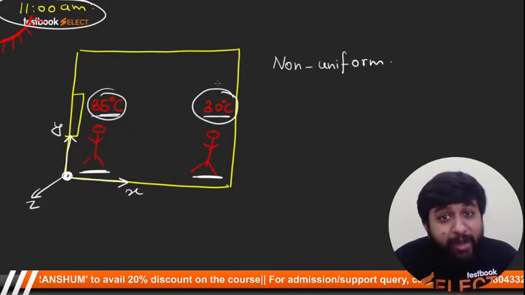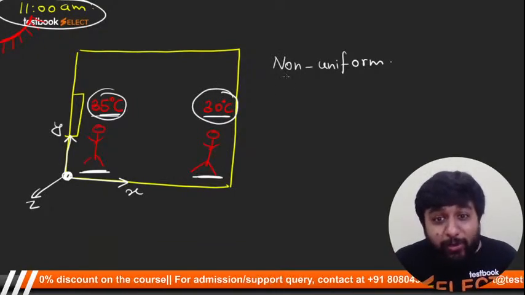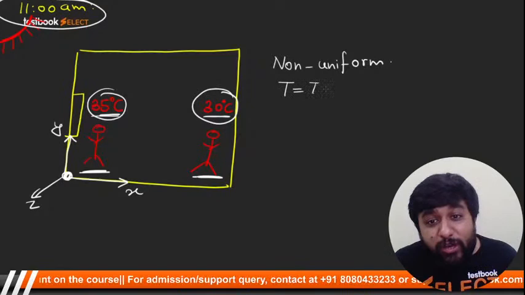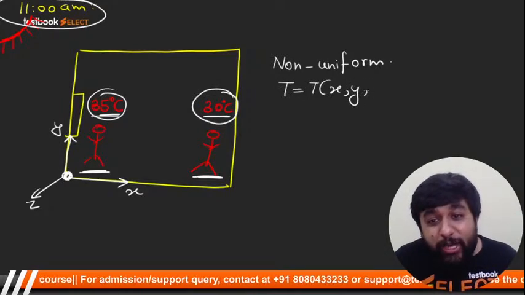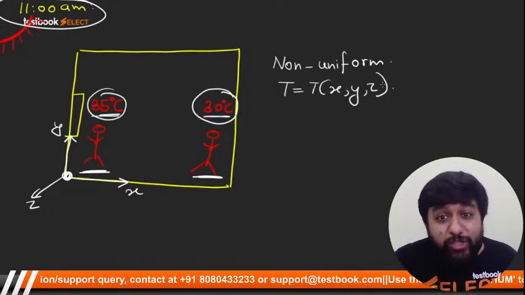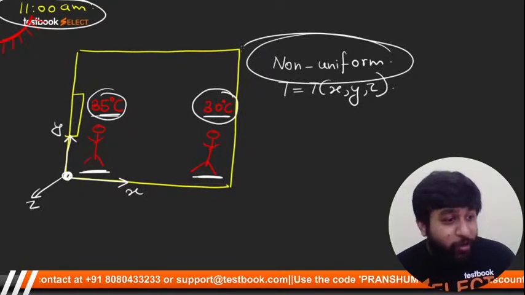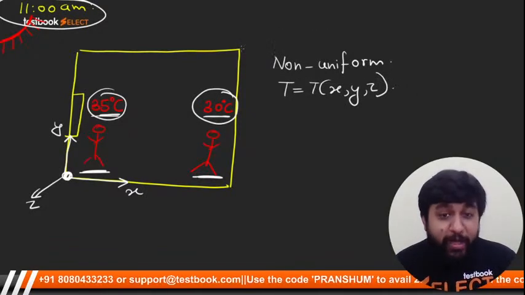So different points have different temperatures. Different positions have different temperatures. So temperature becomes a function of position. Whenever temperature is a function of position, you say non-uniform temperature. What do you say? Non-uniform temperature.